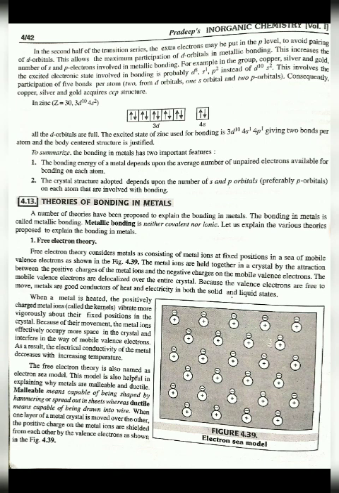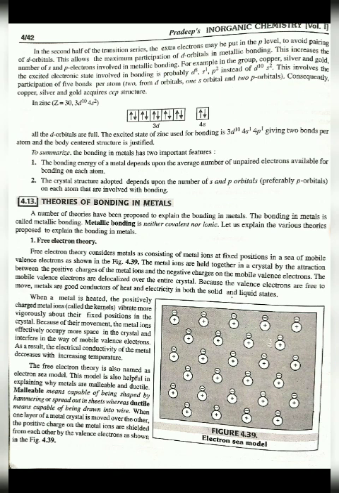First, the bonding energy of metal depends upon the average number of unpaired electrons available for bonding on each atom. Second, the crystal structure adopted depends upon the number of s and p orbitals, preferably p orbitals, on each atom that are involved with bonding.